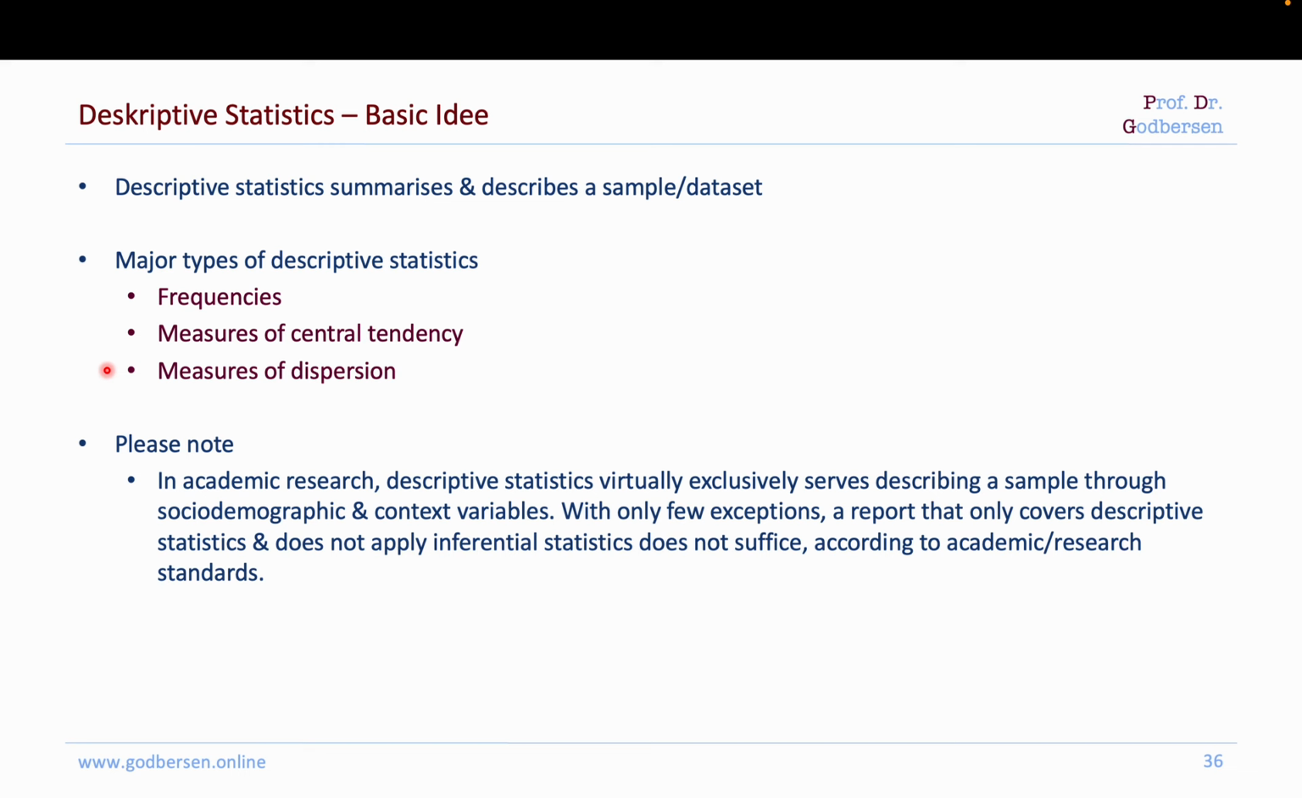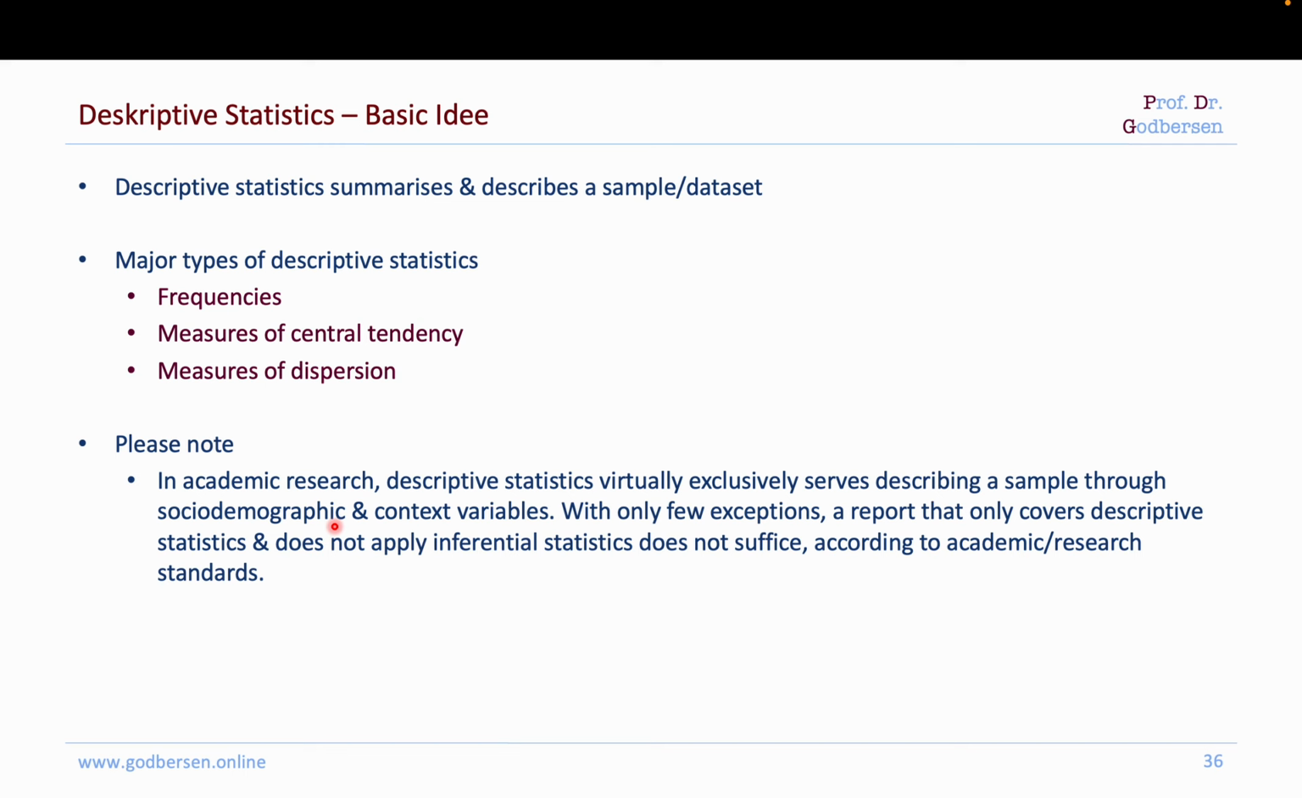Before I do this, a very important advice. A proper academic research paper in the realm of social sciences cannot only rely on descriptive statistics. There might be the odd one out, of course, but in virtually every case, you need inferential statistics. Descriptive statistics have the purpose to describe your sample according to socio-demographic and context variables. That is normally in all research papers the only purpose of descriptive statistics.